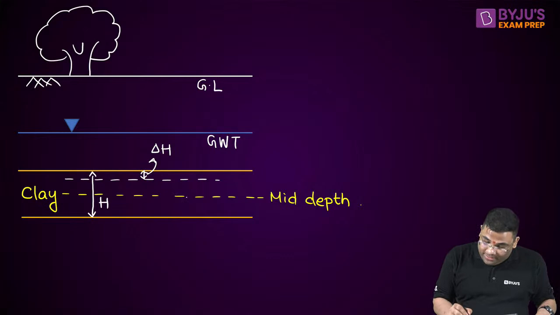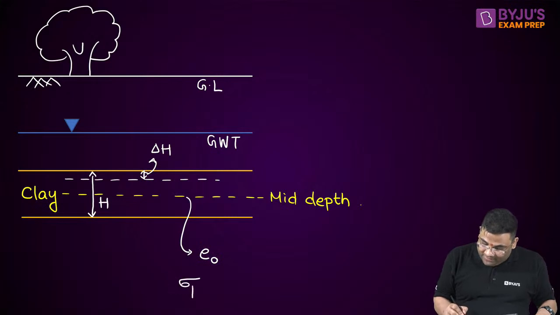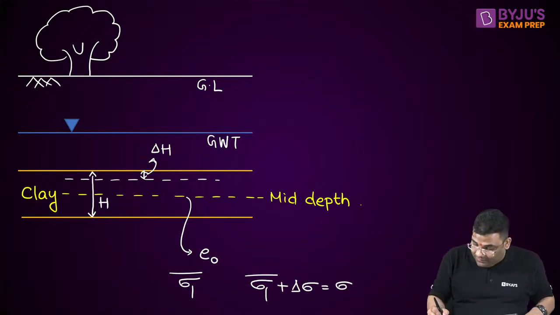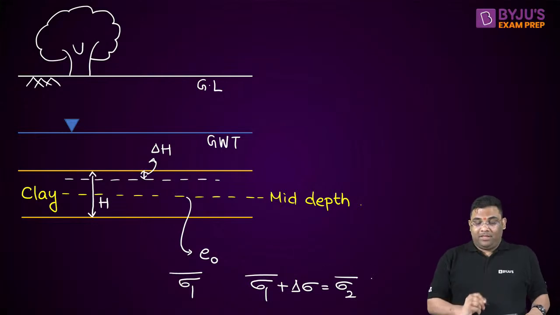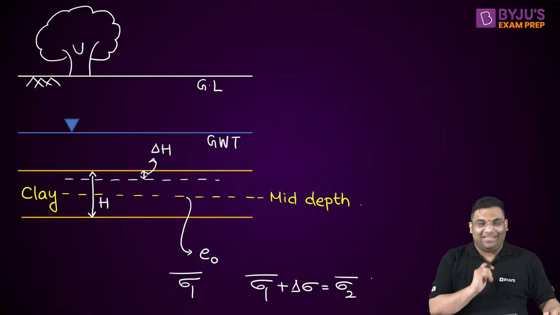Now, here, we know the initial void ratio. We know the change in effective stress. Initially it was sigma 1 dash. Then there was your additional stress due to many reasons. The additional stress conditions we will see tomorrow, don't worry. And it became sigma 2 dash. So now, how we will use these compressibility parameters, let us understand.